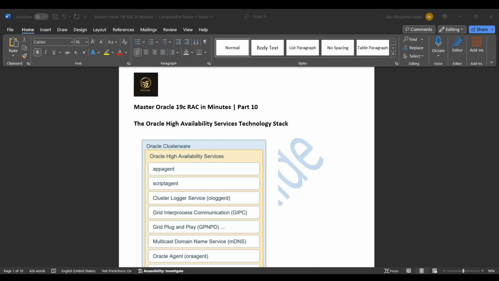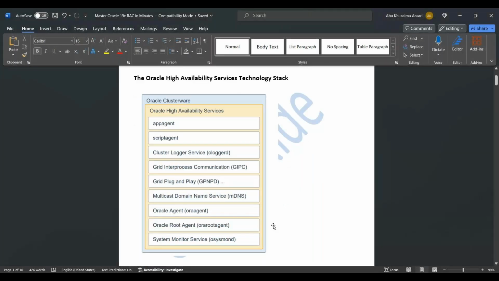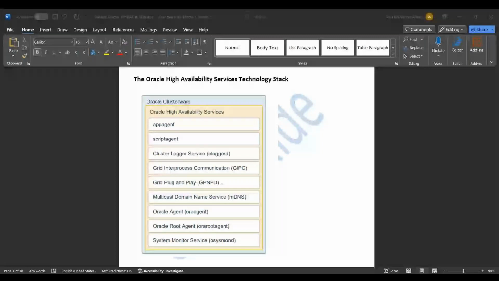Okay, and the next is multicast domain name service, that is mDNS. This process is used by Grid Plug and Play to locate profiles in the cluster and by GNS to perform name resolution. The mDNS process is a background process on Linux and Unix as well as on Windows. And the next process is the Oracle agent.